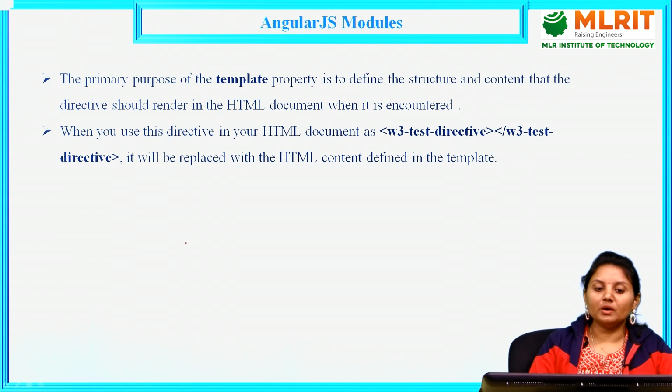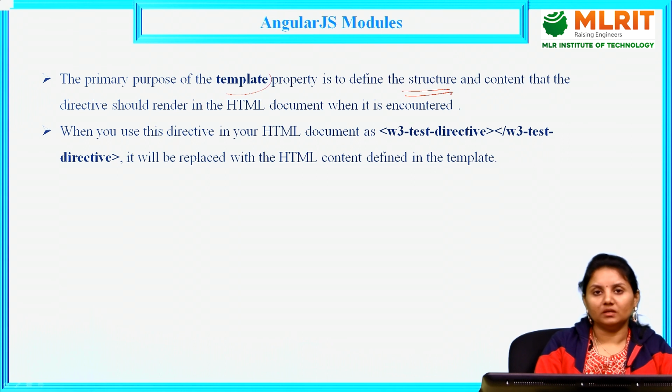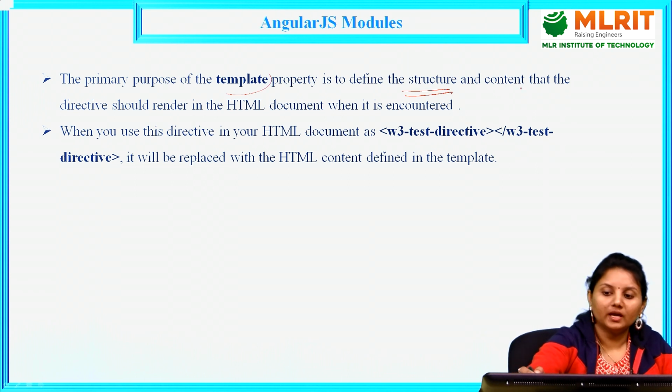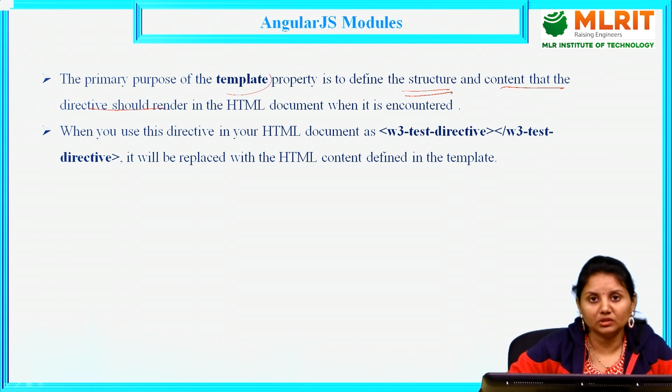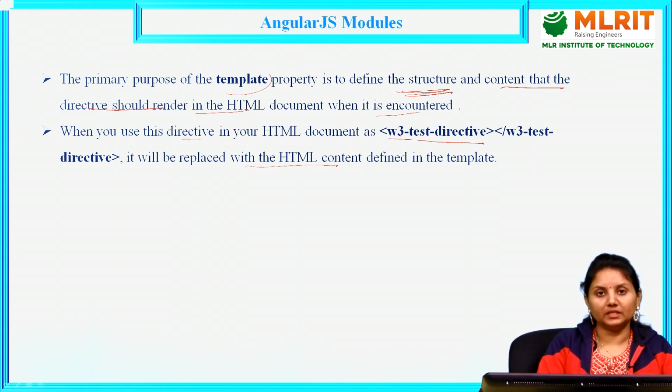The primary purpose of the template property is to define the structure. Template generally gives a structure, so how the structure of our directive should be can be defined using this template, along with the content that the directive should render. Whatever content should be displayed on the web page can be maintained there. When this directive is encountered in the HTML document as w3TestDirective, it will be replaced with the HTML content defined in the template.